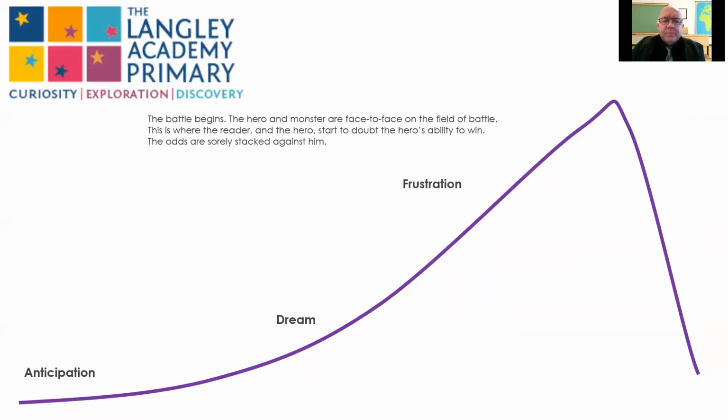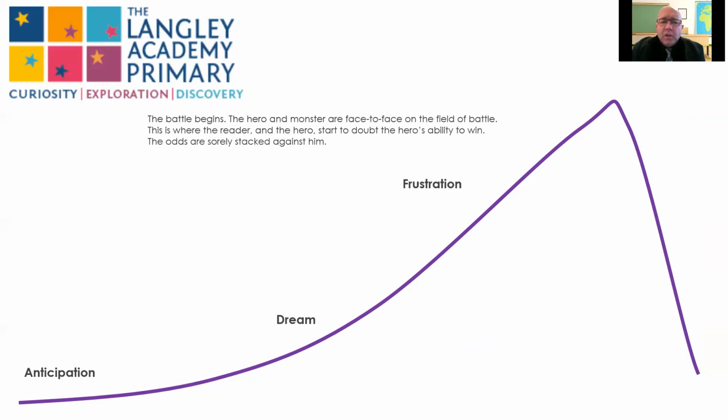Then the frustration. This is where the battle begins. The hero and the monster are face to face on the field of battle. This is where the reader and the hero start to doubt the hero's ability to win because the odds are sorely stacked against him. So this is where they first come together and we start to see the scale of the problem. Maybe it's a huge monster and just a small boy or a small man who's our hero. Maybe the monster's got all sorts of weapons or tools or parts, say sharp parts of their body, claws and things. And again, the hero has nothing or not very good weapons.